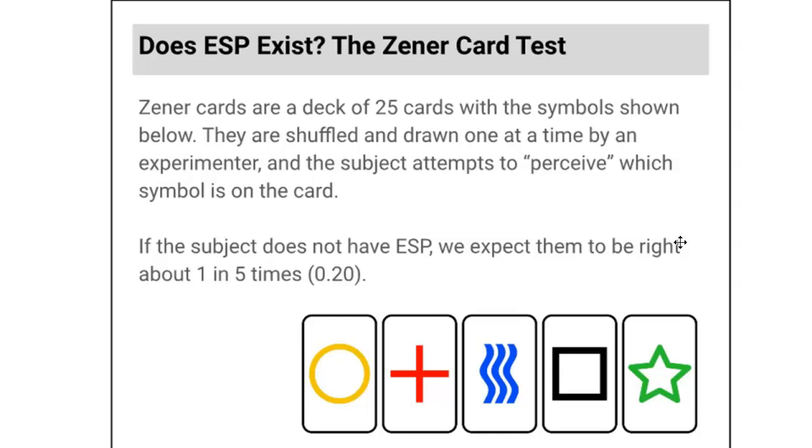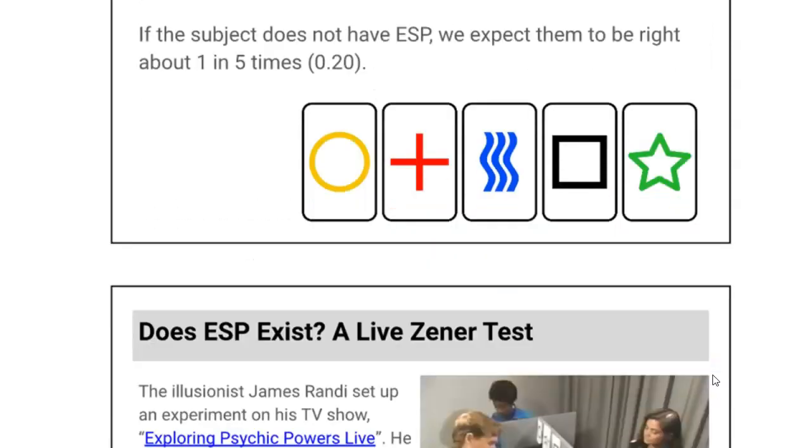You're gaining the knowledge about this card through some sort of other means other than seeing or hearing or smelling the card. I don't know how that would work. So if the subject does not have ESP, if they don't have any sort of way of figuring out what the card is, we expect them to be right about 1 in 5 times, because you're probably going to guess the card right once out of every 5, because there's 5 different types of cards in the deck.